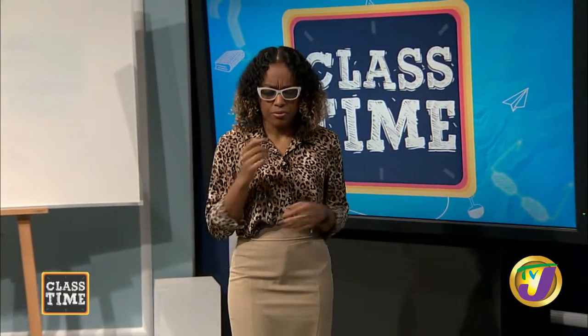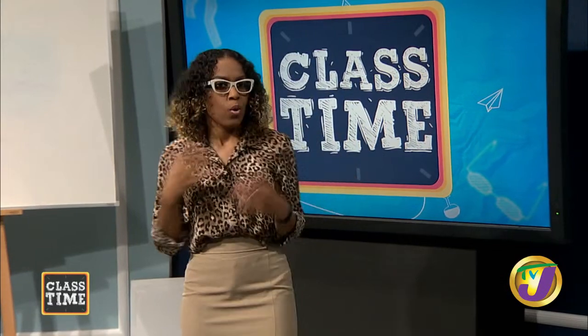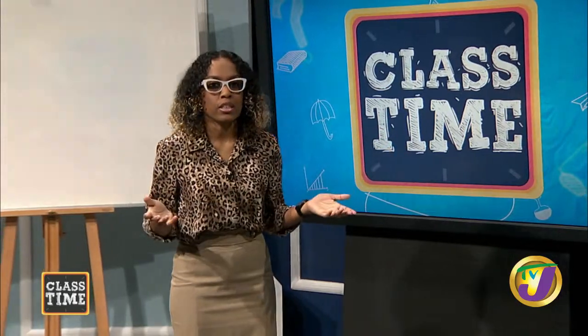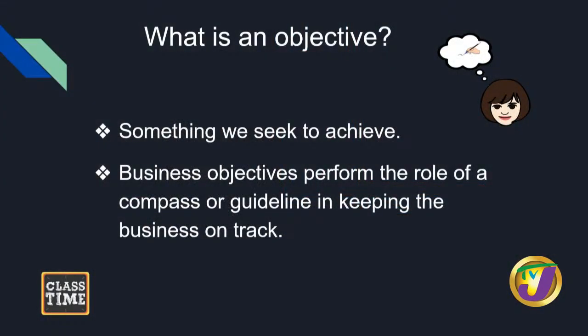What is an objective? Think about it. You just wrote down some objectives for yourself. This is not my objectives, they're yours. What is an objective? As we have here, something we seek to achieve. It's a must. We're looking at just a general thing. What is it that you want to achieve at the end of a specific period? We also have that business objectives perform the role of a compass or guideline, the key term here, compass or guideline in keeping the business on track.